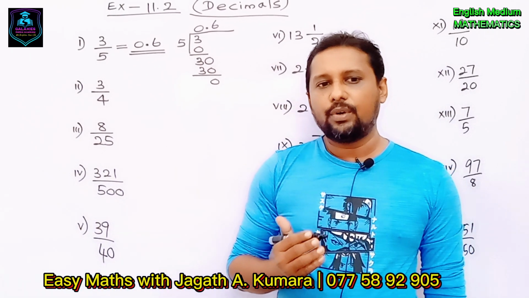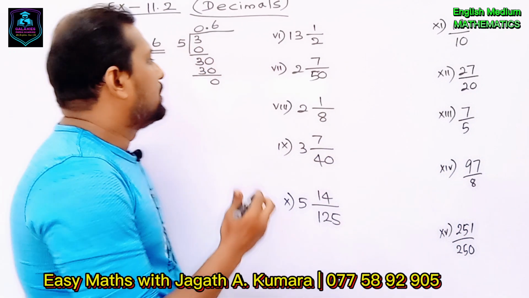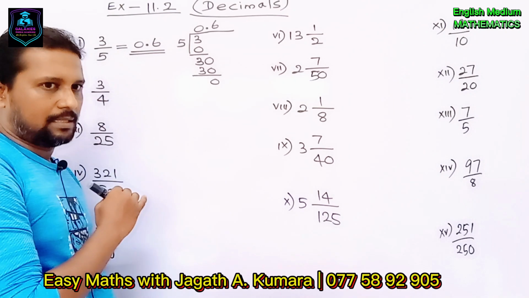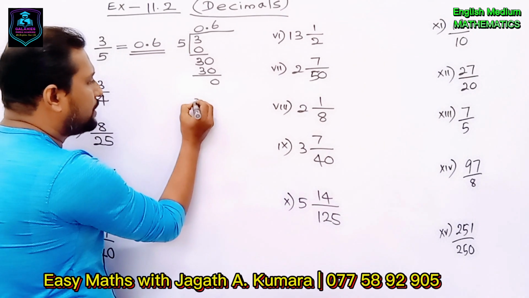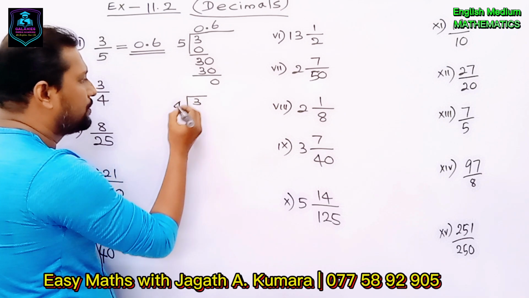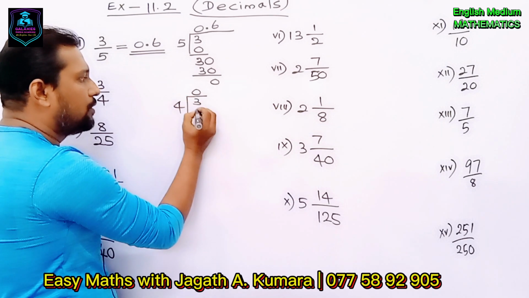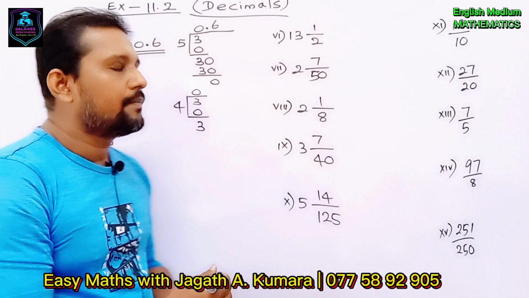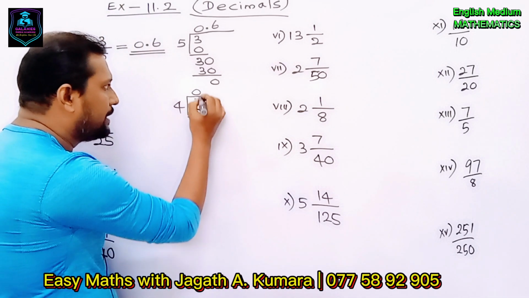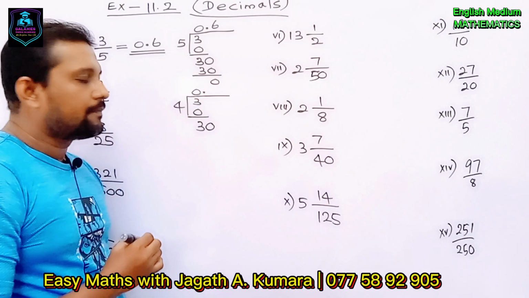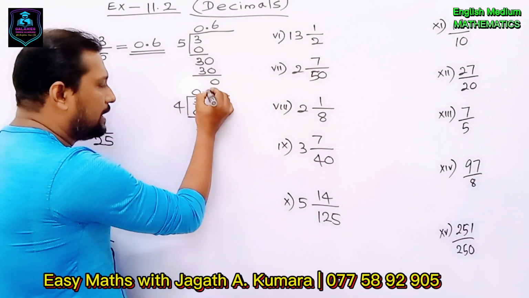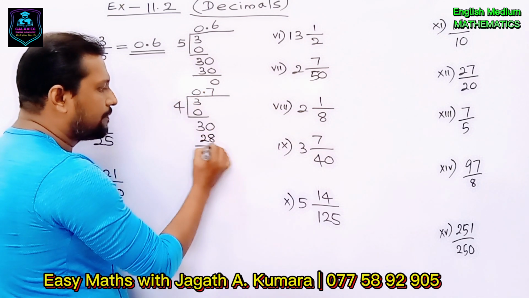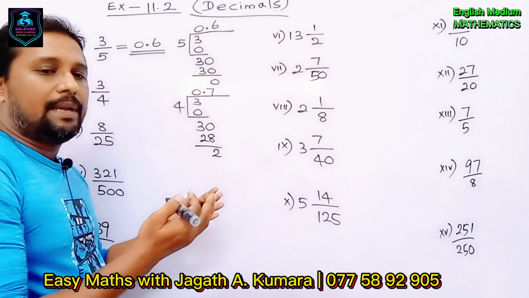Second one, 3 over 4. Also using this method I will get the answer. 3 you have to divide by 4. 3 divided by 4, 0. 0 times 4, 0. Remaining 3. Further you have to divide, so you can put an additional 0 here, then keep the decimal point. 30 divided by 4 is 7. 7 times 4, 28. Remaining 2. Remaining is 2, not 0.